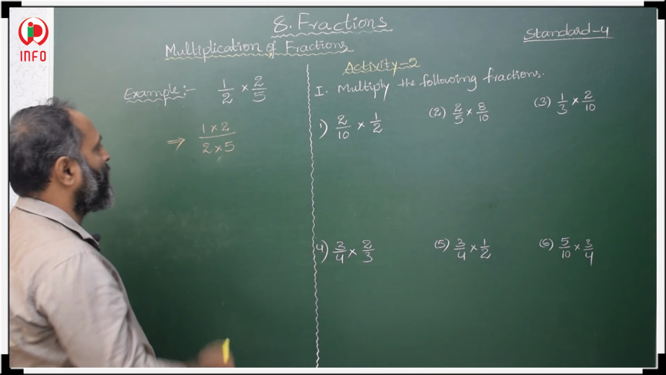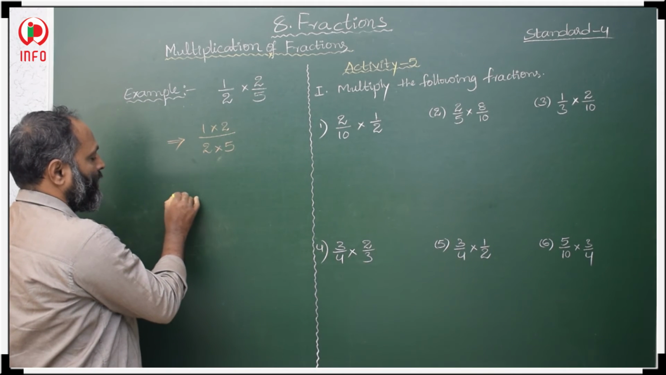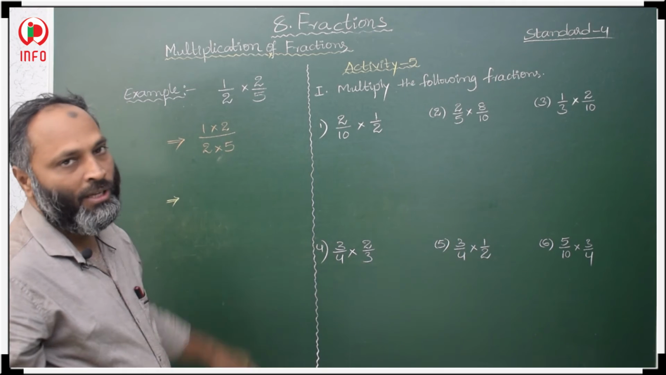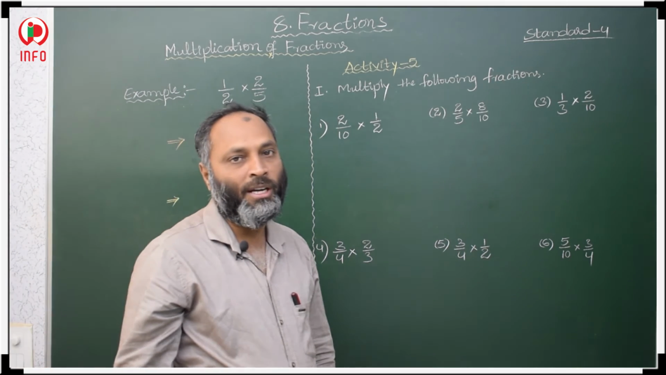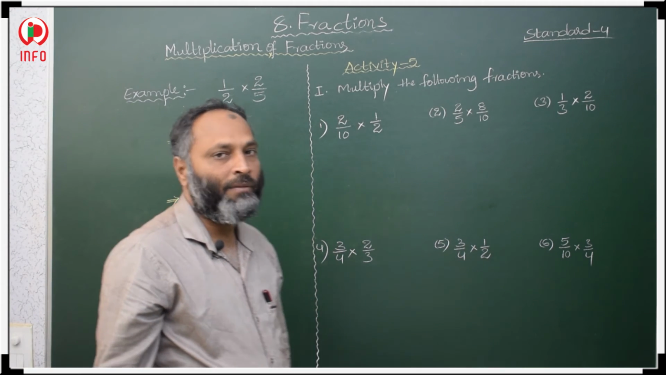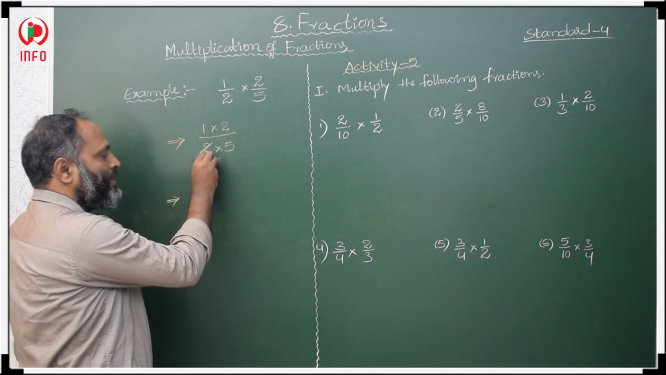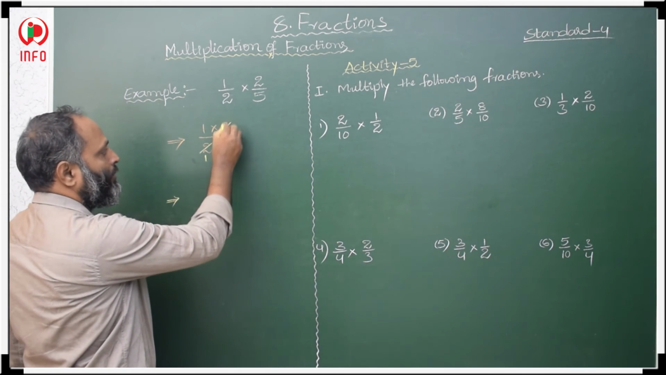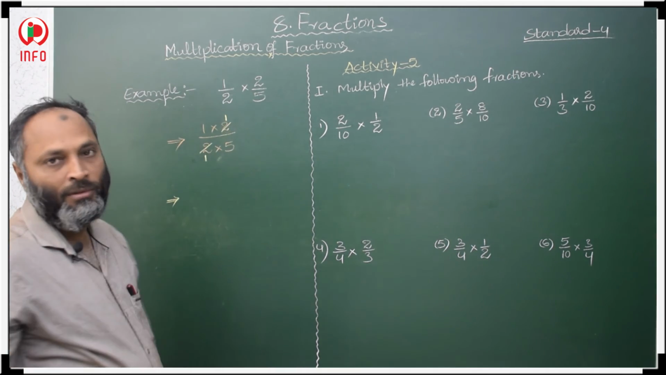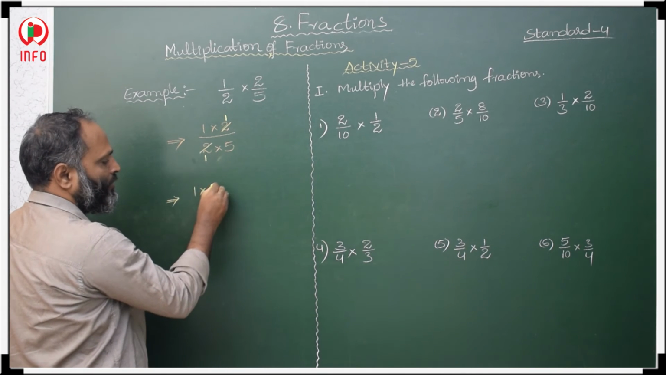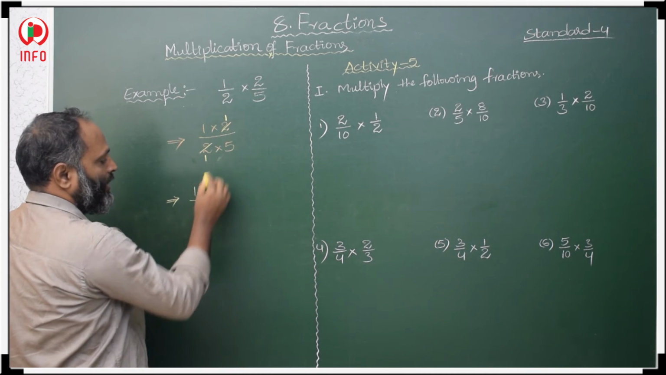Then after that, what do we have to do here? These two have a common factor, these two and these two. If any two numbers in the product have a common factor, we have to cancel with that number. 2 ones are 2, 2 ones are 2. Then what is left in the numerator? 1 into 1 by 1 into 5.